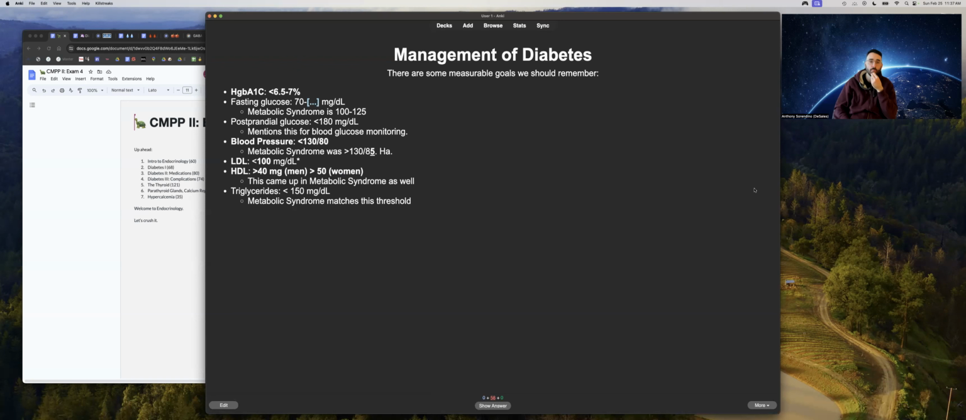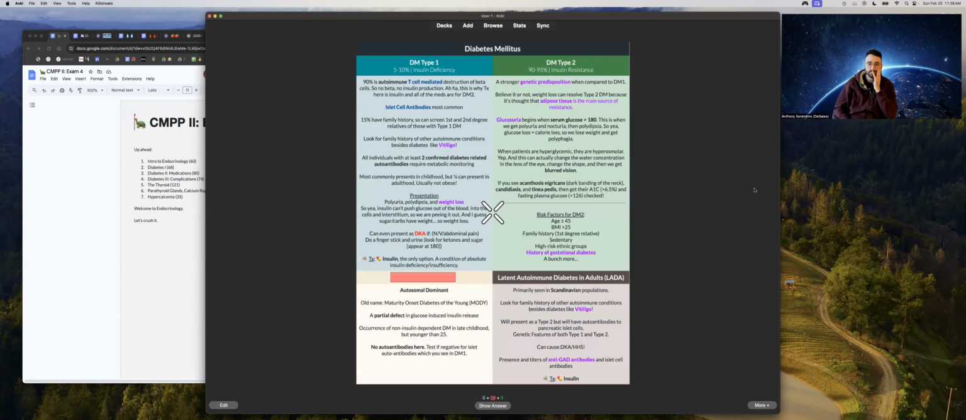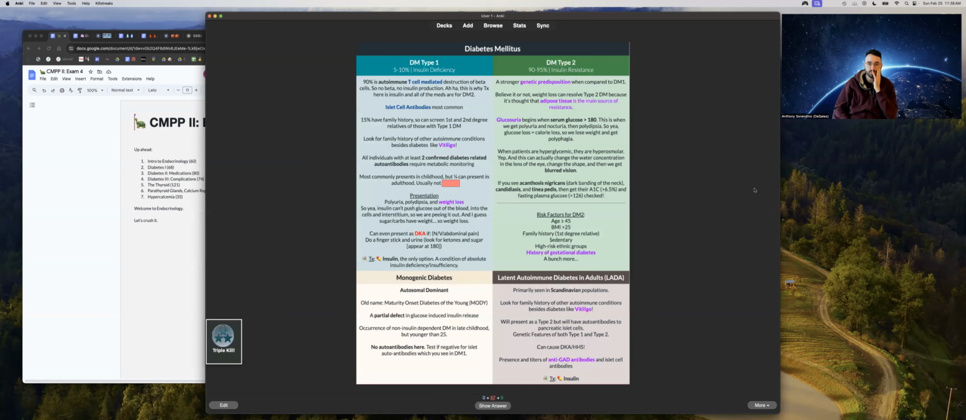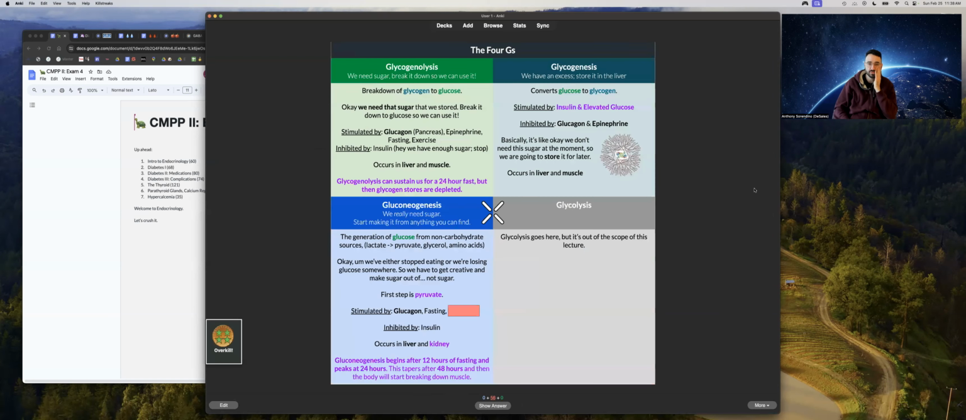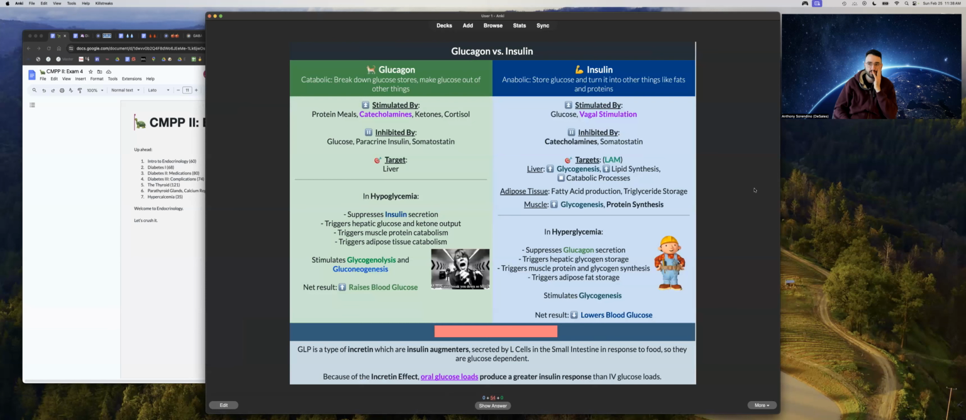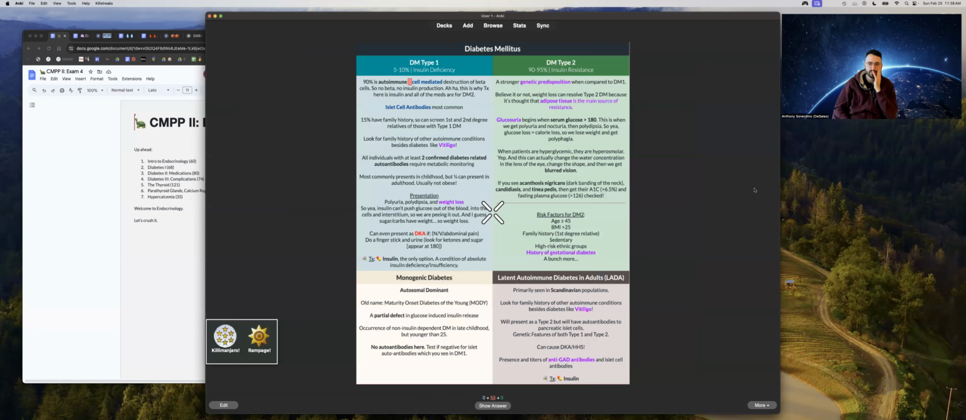Fasting glucose and management. I need to write these down, but just getting these numbers in my head is important. Fasting glucose between 70 to 130. Monogenic diabetes, epsilon cells. Usually not obese. What stimulates gluconeogenesis? Acidosis. Growth hormone. GLP, glucagon-like peptide.